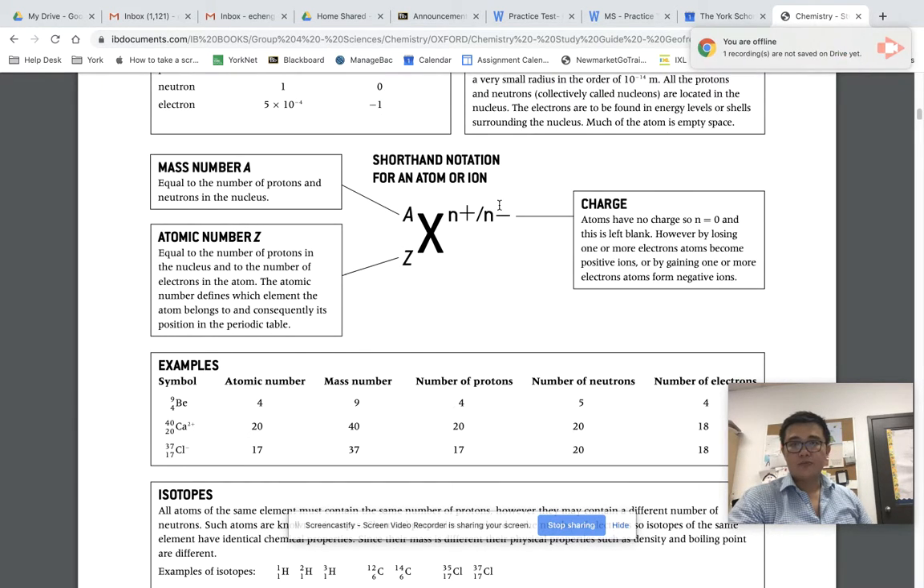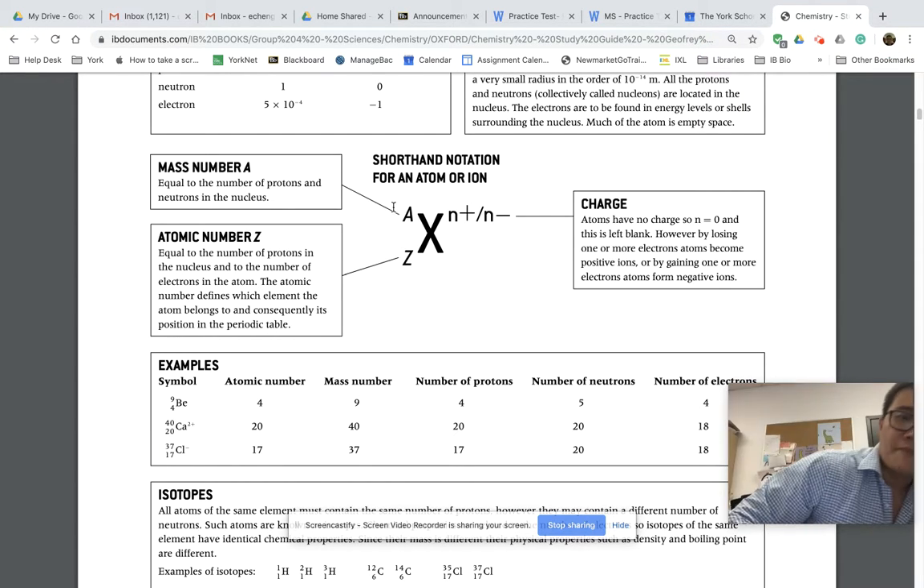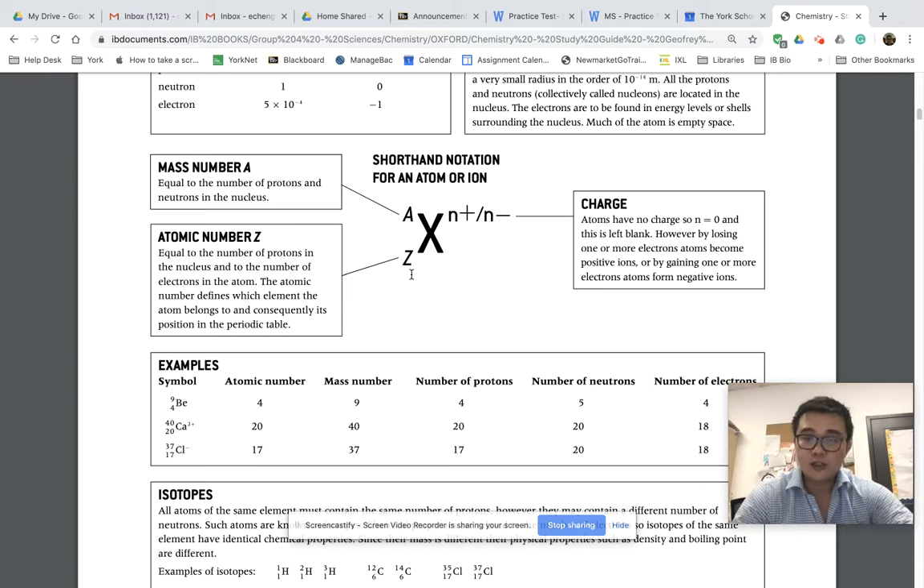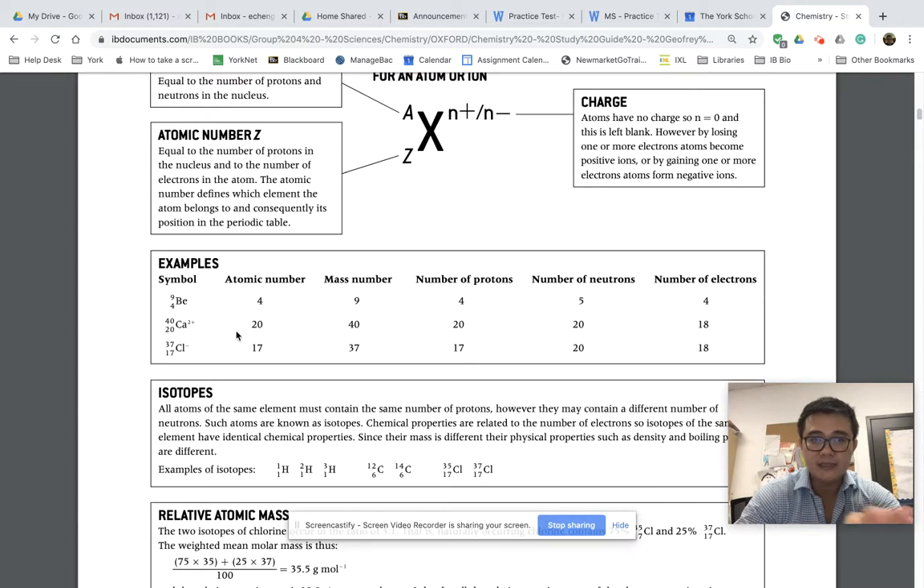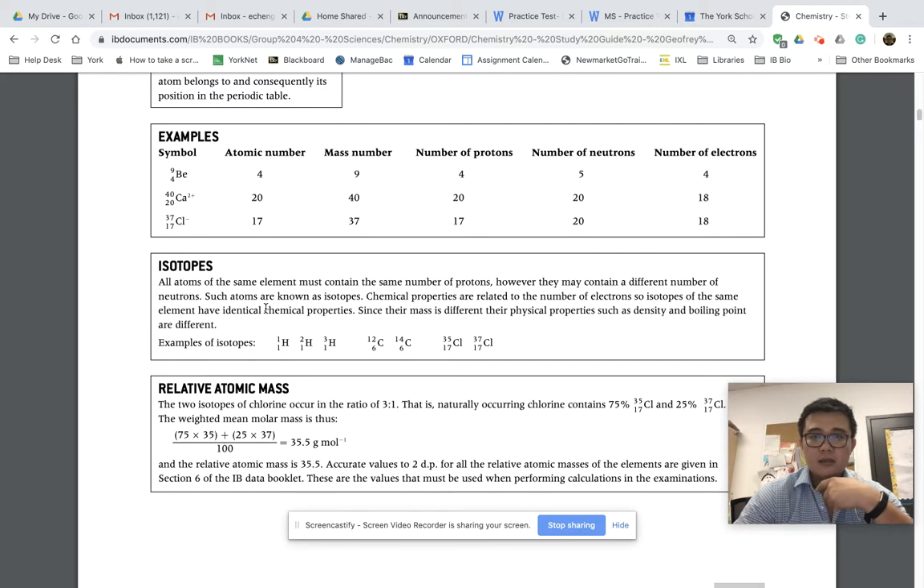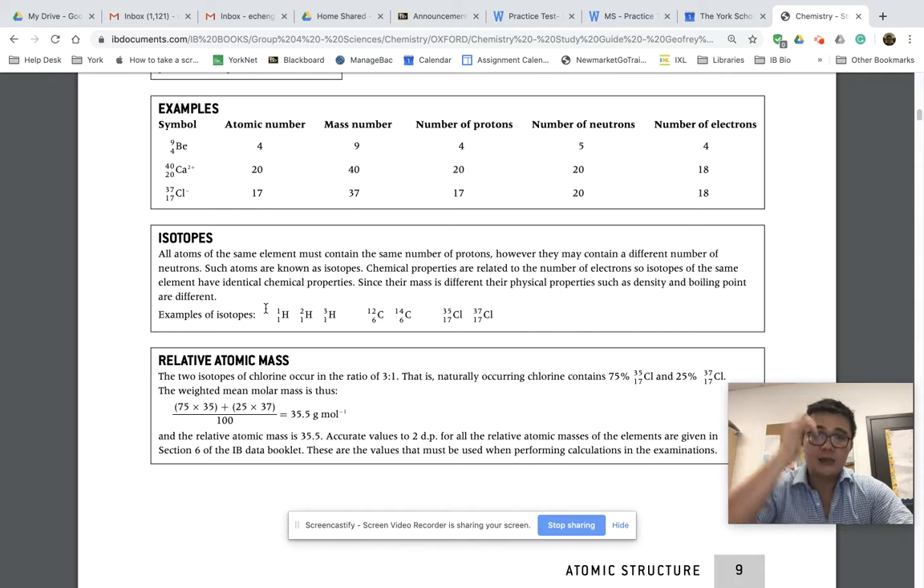Now, the mass number. So, make sure you know this part. The mass number will be on top, the atomic number will be on the bottom. So you can see some examples here. Beryllium, its atomic number is 4, but the mass number is 9. So in this case, the proton number and the electron number are also 4, and you get 5 neutrons from 9 minus 4. Now, we talked about isotopes in class before, basically things that have the same number of protons but a different number of neutrons.